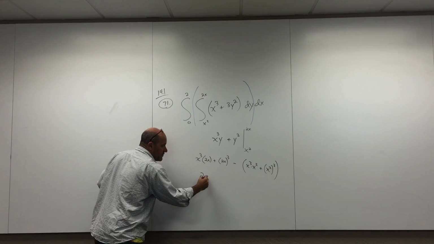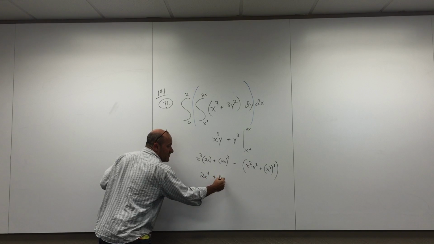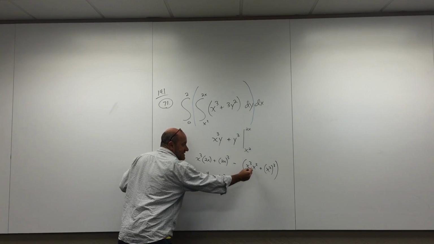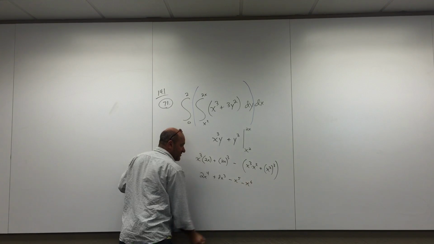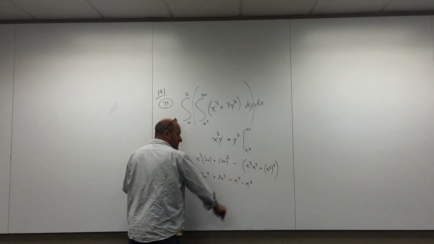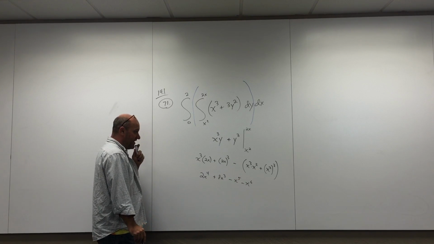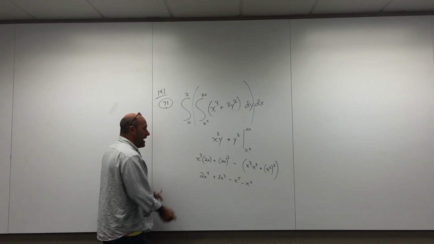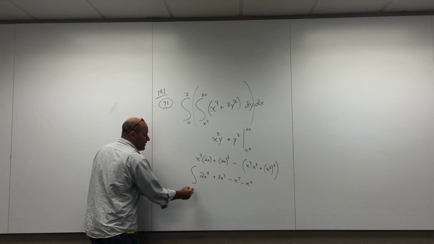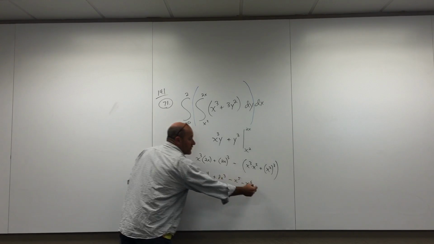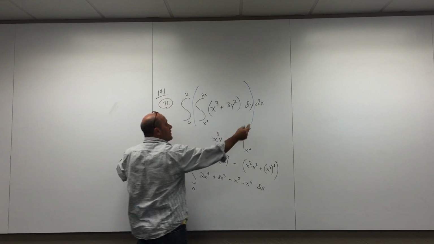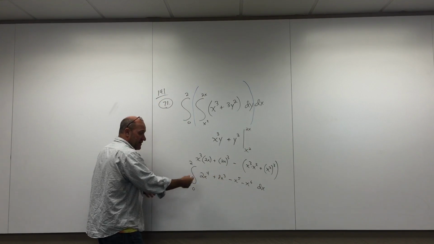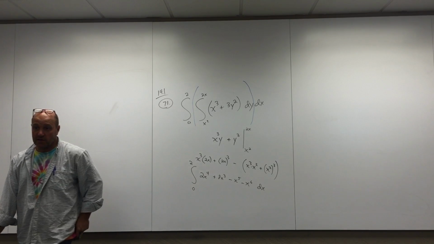Let's clean it up. That's 2x to the 4th. That's 8x cubed. That is x to the 5th. And that is x to the 6th. There are no like terms there, so I'm finished with the inner integral. What's left is an outer integral from 0 to 2 with respect to x. By the way, there are no y's now, so it's just a normal single integral.